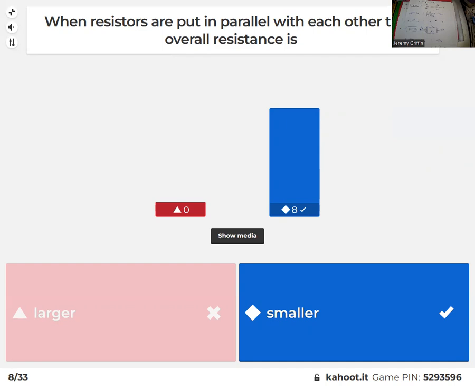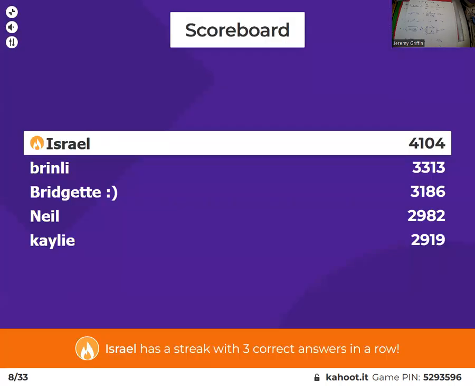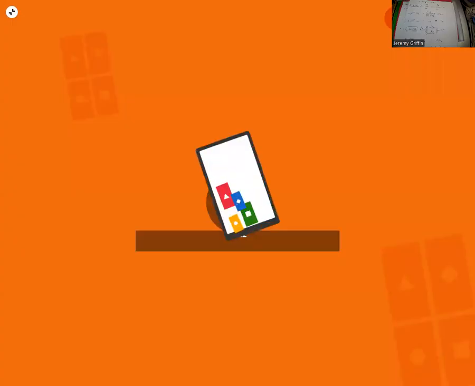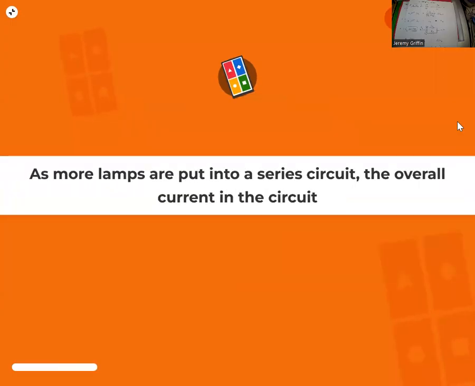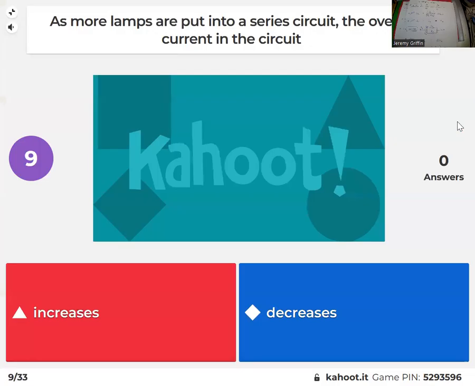The story I've been using that goes along the exact same math is like painting a fence, right? So the more people painting a fence, the less time it takes to get the job done. Yeah, so there you go. Smaller time to paint the fence, smaller resistance overall, resistors in parallel. As more lamps are put into a series circuit, what happens to the current?